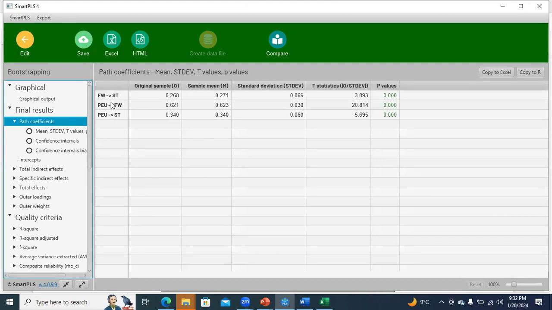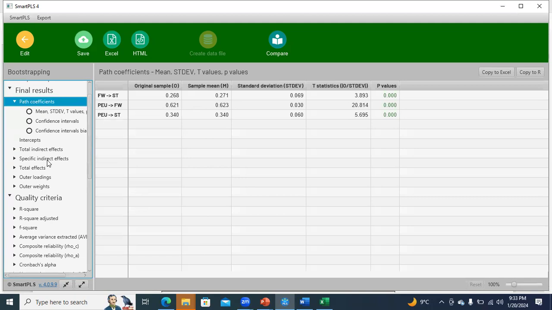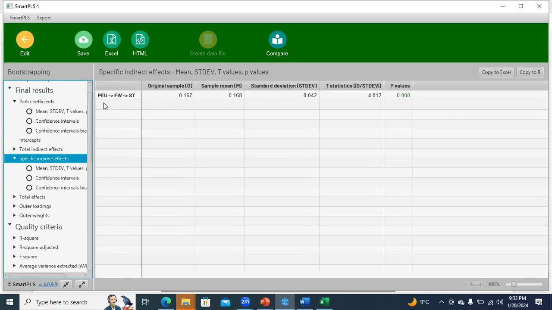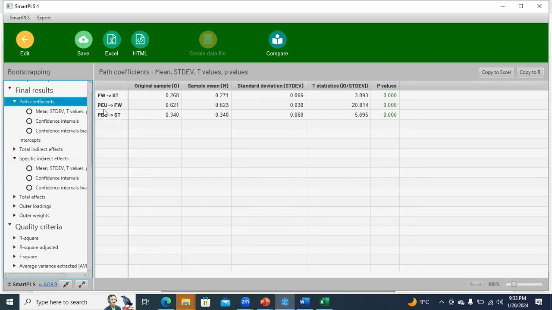FW to ST, PEU to FW, PEU to ST, and you are seeing that all are statistically significant and positive. And in order to see the indirect effect, you need to go to the specific indirect effect, and you can find here PEU to FW, FW to ST, it is significantly positive, and it is partial mediation because the direct impact was also significant. If you see the path model, the relationship between PEU and ST was also significant. Therefore, we can say that this is partial mediation.